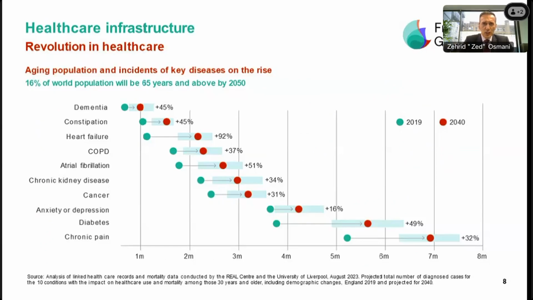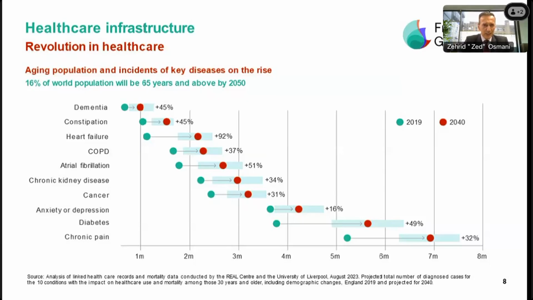Let's move to aging population. An aging population does require more healthcare infrastructure. So for us, there is also a revolution in the making in healthcare. What we highlight at the top of this chart is that 16% of the world population will be 65 years or above by 2050. And with an aging population, you have, sadly, incidences of diseases increasing quite significantly. In this instance, the example is the UK population, but it's very reflective of the global population.